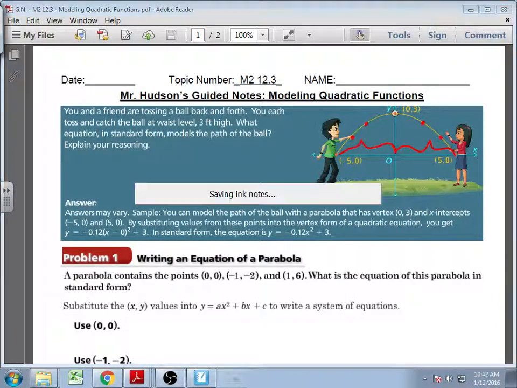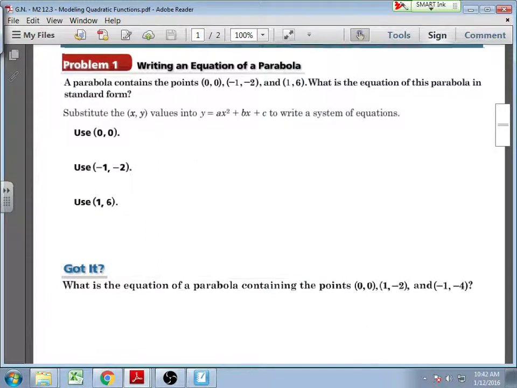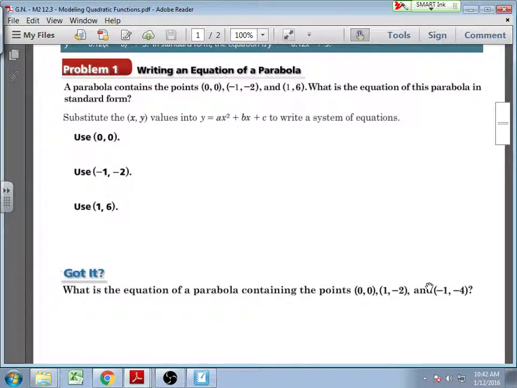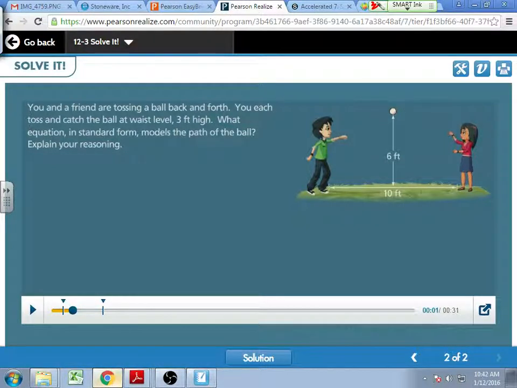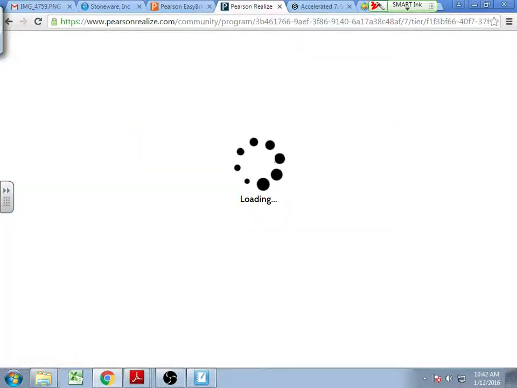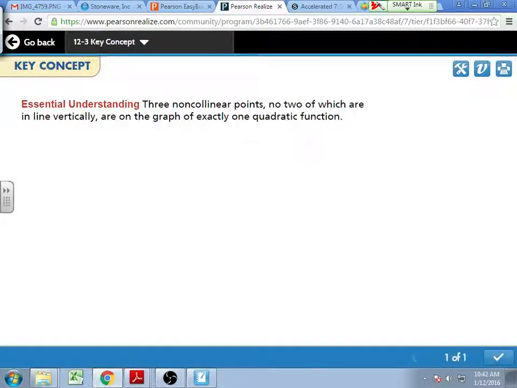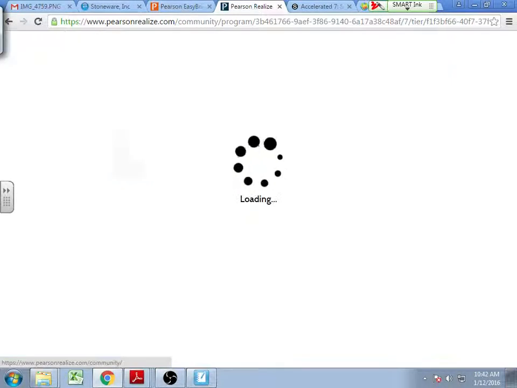But when we go to write the equation, we want to look at what it is that we know. So we have this situation. A parabola contains these 3 points that we see. What is the equation of this parabola in standard form? Substitute in x, y for the values and write a system of equations that can then be solved. So if you remember back to Math 1, one of the things that we were doing a lot of is systems of equations and combining them in order to isolate out a variable or a couple of variables to get us to where we want to be.